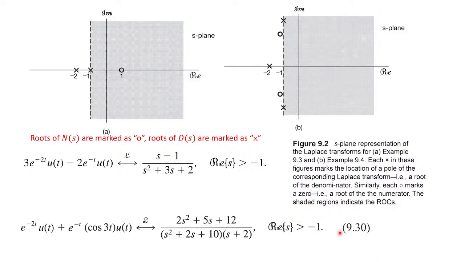Any question for those examples? This picture of marking the region of convergence, the roots and the zeros is going to happen in your homework and your exam. You are going to draw lots of these pictures, draw the region of convergence, mark the poles and mark the zeros.